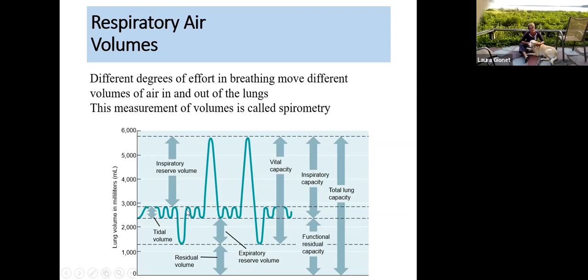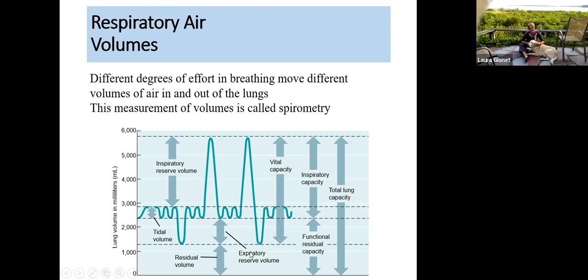And then if I ask you to go back to normal breathing, and now the next time you take a breath in, you expand your lungs as much as possible. That takes you up to that highest dotted line. That region from tidal volume to the maximum that you can take in is your inspiratory reserve volume. And then come back to tidal volume.